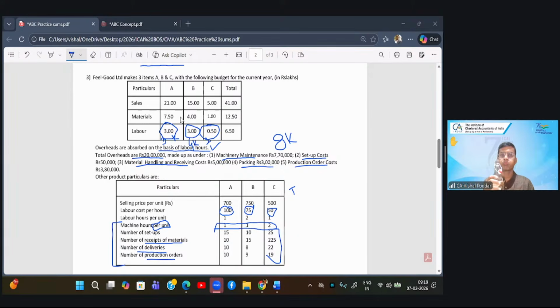Machine hours per unit. Very good, Khushi. Super.